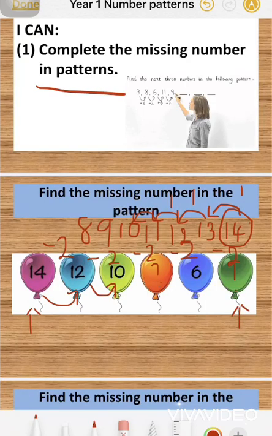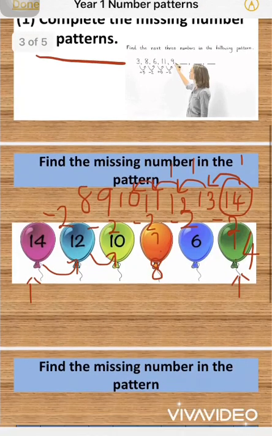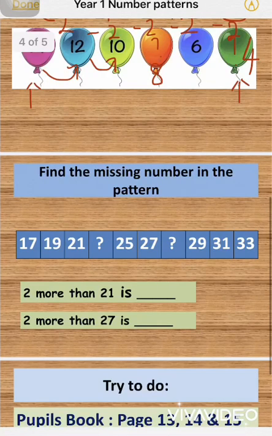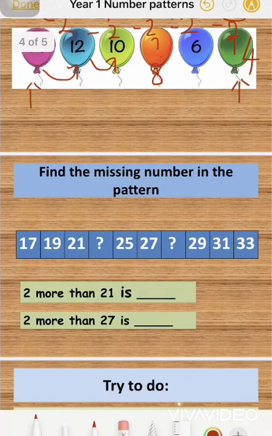Alright? So 10 minus 2 is 8. 8 minus 2 is 6. 6 minus 2 is 4. Very good. Let us look at another pattern. Find the missing number in the pattern.